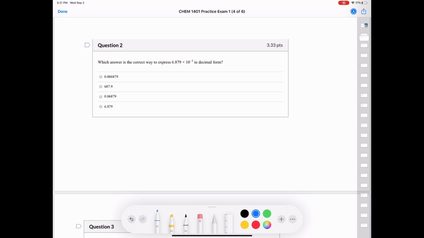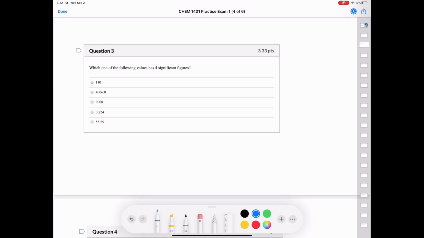Question 2, which answer is the correct way to express 6.879 times 10 to the negative 3 in decimal form? This number is going to be less than 1, and so we're going to move our decimal place 1, 2, 3 places like that, and we'll put our decimal. And so when we write that number out as a decimal number, we're going to have 0.006879 like that. And so here's our correct answer, 0.006879.